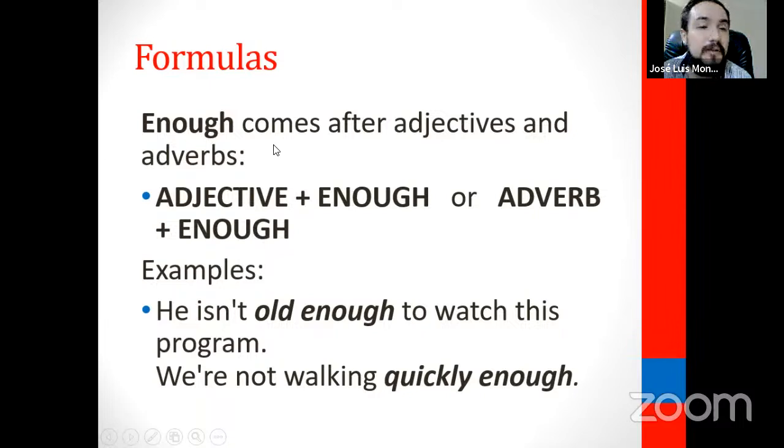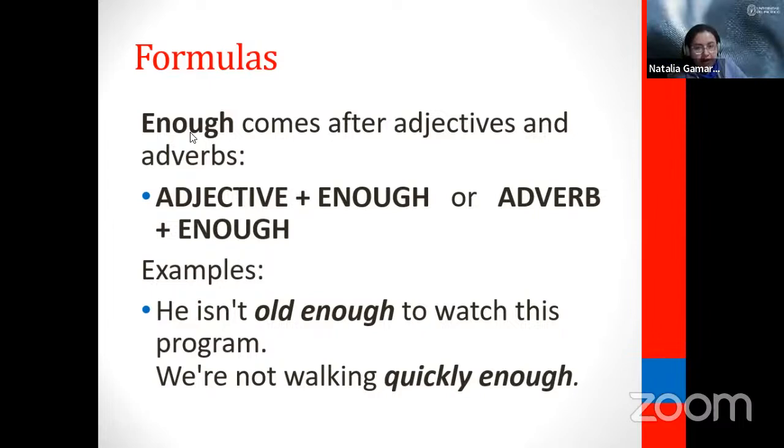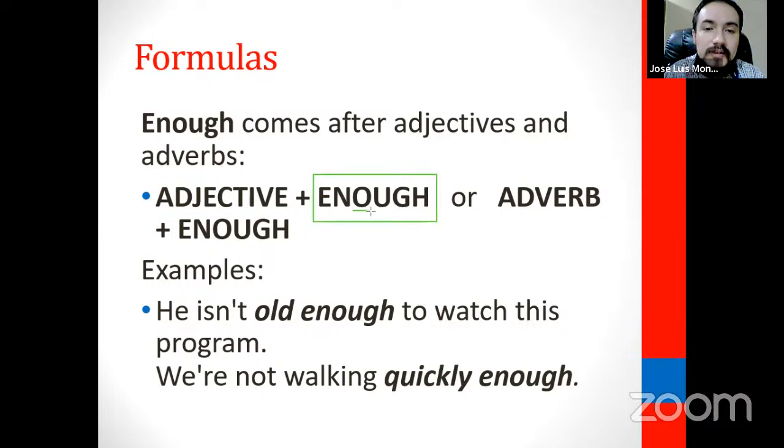All right, let's read this, please, Natalia. Enough comes after adjectives and adverbs. Adjective plus enough or adverb plus enough. He isn't old enough to watch this program. We are not walking quickly enough. Good. Great. Just remember one little detail about this word, at least in the American way: try to pronounce the OU as in "enough." Exactly.